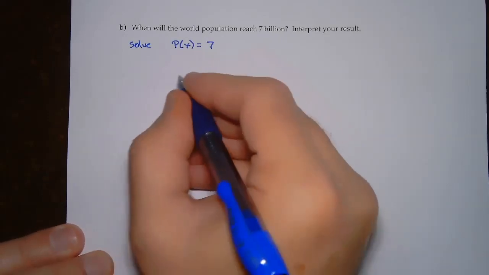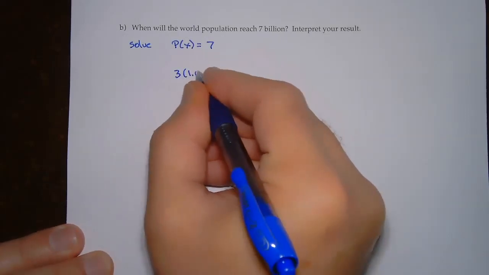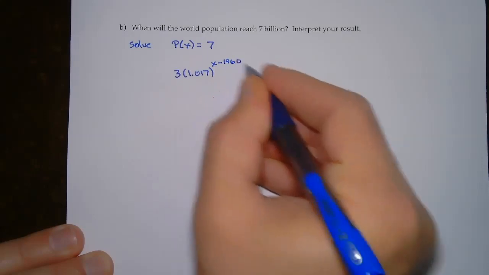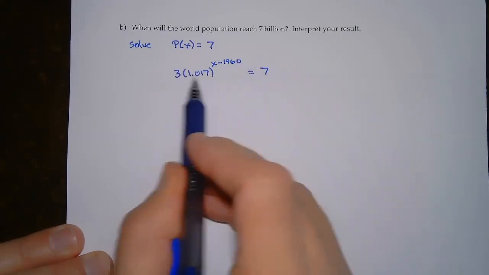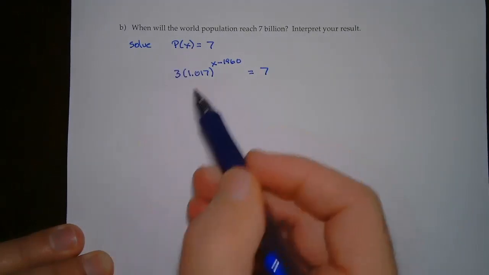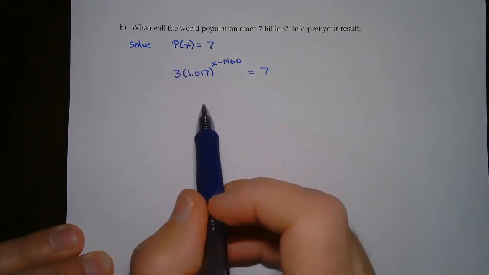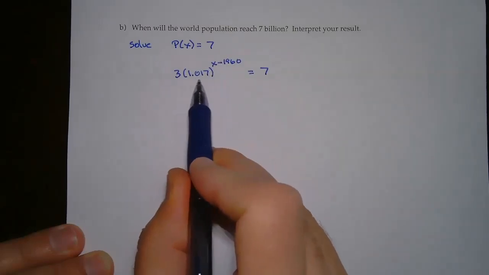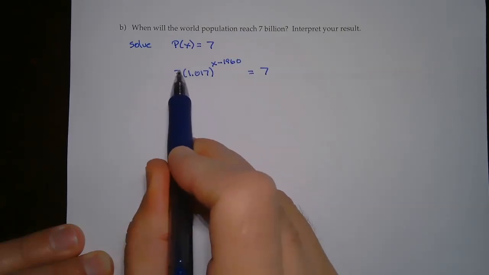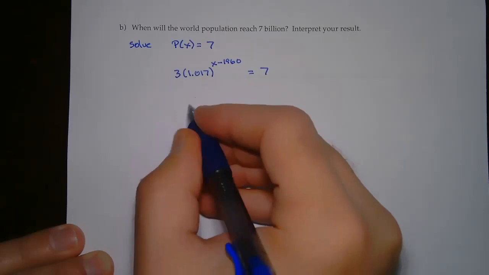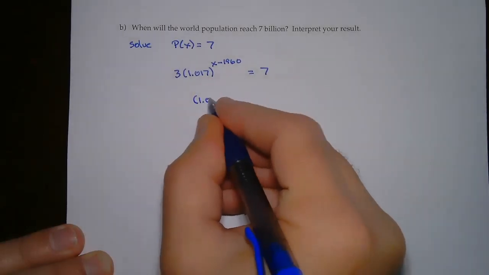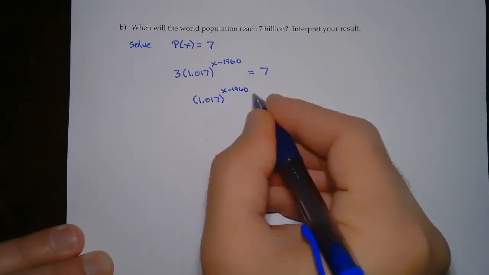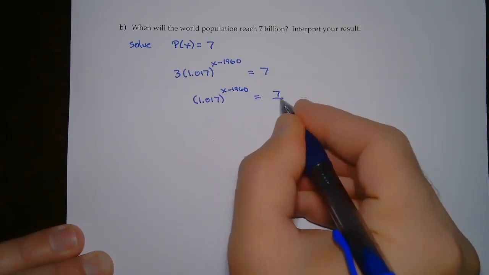So that would be 3 times 1.017 raised to the X minus 1960 is equal to 7, because this is our P of X. Okay, so we're just taking the P of X out and replacing it with what it's equivalent to. Okay, so to do this, we need to solve this for X. But to solve this for X, I got to get the base first. Okay, I got to get rid of this 3. Okay, so I'm going to divide both sides by 3. So this would give us 1.017 raised to the X minus 1960 is equal to 7/3.